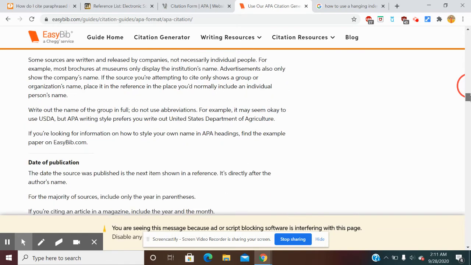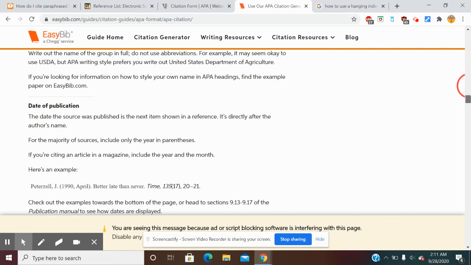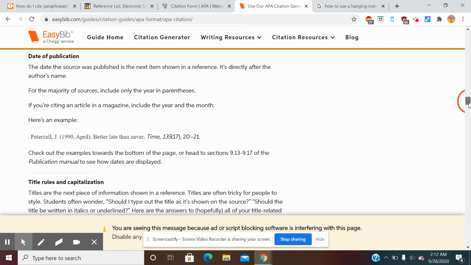And the date of publication, you have to write down the date the source was published. The next item shown in a reference is directly after the author's name. So right after the author's name, you have to put the date of publication. So that's something that the website is telling you, giving you an example. First, they're giving you an example, and they're exactly showing you what you should do. So right away, great example.